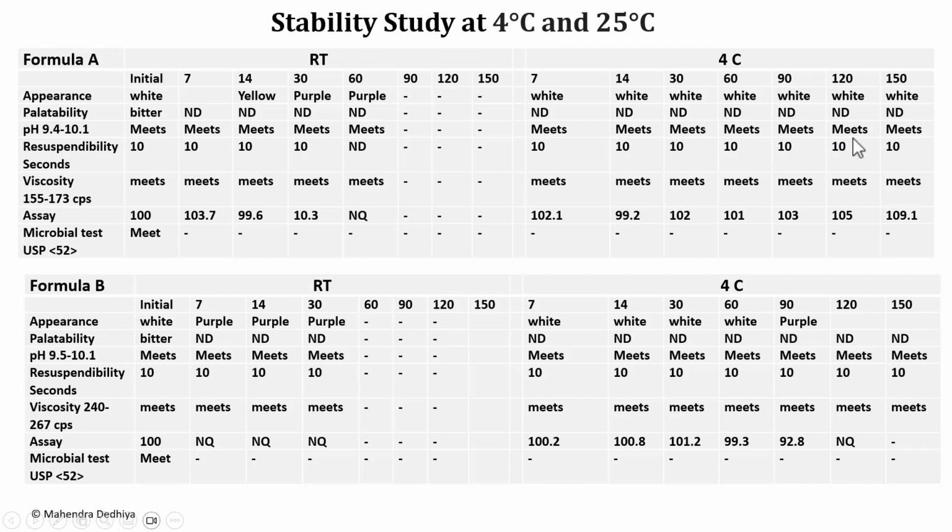Formula A fails to meet the specification for pH. Resuspendability is then second. Assay continues to be acceptable. However, a high assay of 109% indicates a uniformity issue. At 4 degrees, formulation B, which was unstable at room temperature, shows non-stable results at 90 days and 4 degrees. This type of studies are conducted as pointed out in the earlier modules.